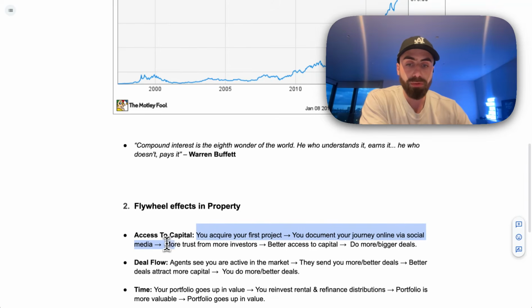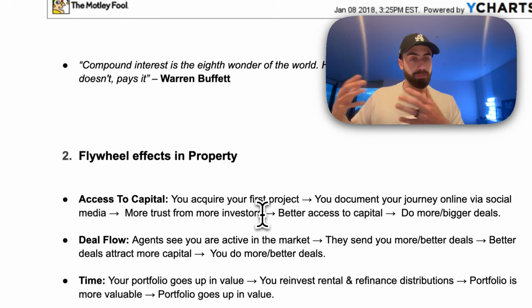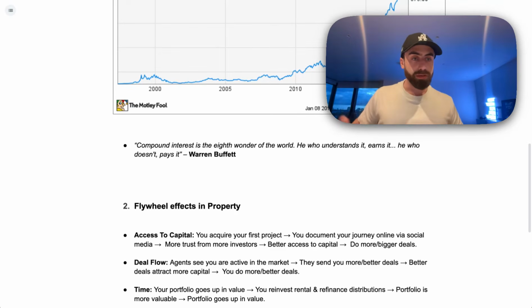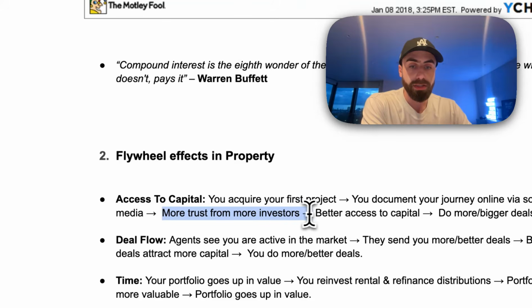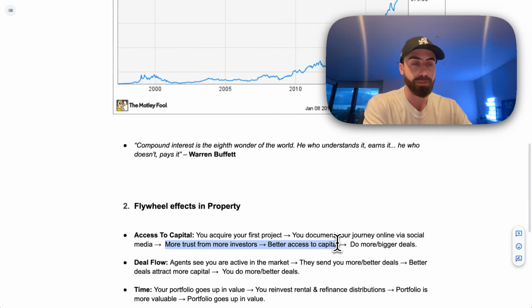Well, it builds more trust with more investors. Now, there might be a round of private investors. It could be one individual, two individuals, or a handful of private investors that maybe weren't confident enough, didn't have the level of trust required to invest in your first project. But now if they're connected with you on social media, they follow you on social media, they are then going to see you documenting the journey transparently, documenting the wins, the mistakes that you made, but ultimately that's going to build trust.